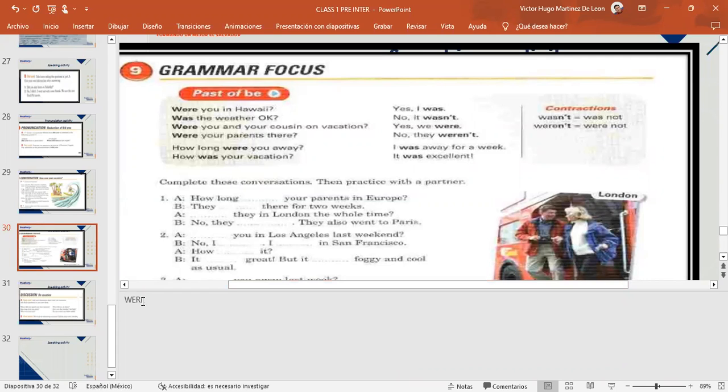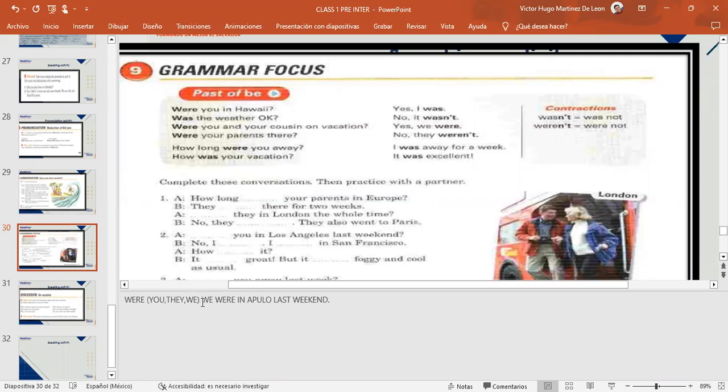Were. Lo vamos a usar con you, they, and we. Okay? Like, we were, let me see, we were in Apulo last weekend. Understand?